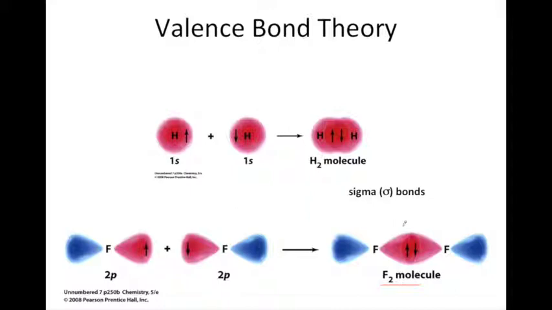One thing you might notice is that with the overlap of the p orbitals, there's not quite as much overlap as there is when we have our s orbitals overlapping. So valence bond theory would predict that this bond is a little bit weaker than this bond because there's not quite as much overlap. One other thing, we call this a sigma bond. So these covalent bonds where the two atomic orbitals overlap directly head-on to one another, we call those sigma bonds.